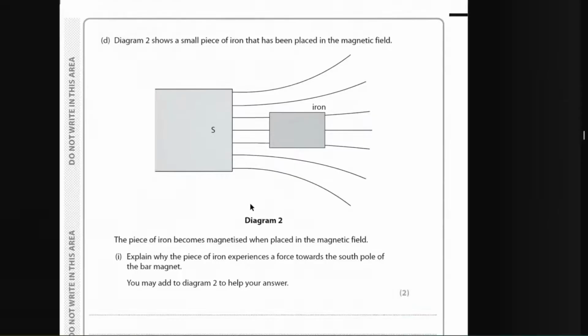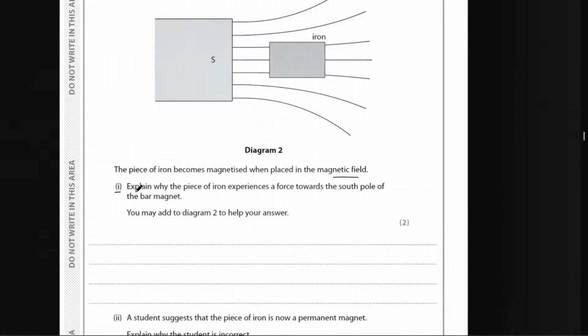Question number D. Diagram 2 shows a small piece of iron that has been placed in the magnetic field. Explain why the piece of iron experiences a force towards the south pole of the bar magnet. Why does it feel a force in this direction? You may add to diagram 2 to help your answer. So we know that the magnetic field lines have arrow direction pointing to the south of the magnet. And if this iron is placed within this field, the orientation of magnetism will be the same as the field lines. So what does this mean?